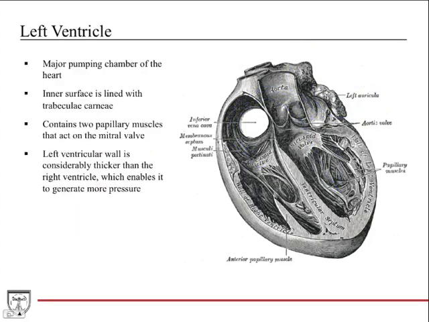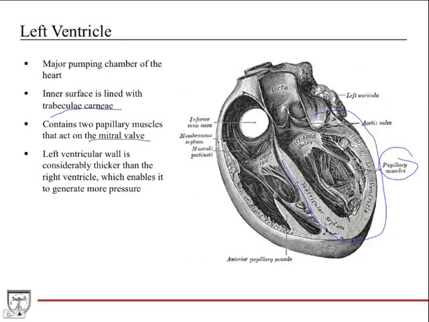The left ventricle is the major pumping chamber of the heart. So it's this guy right here. The inner surface, like the right ventricle, is lined with trabeculae carneae. It contains two papillary muscles, and you can see that right here and here. They act on the mitral valve, which, as you can see, is labeled here as the bicuspid valve, and that's because it has two cusps or two leaflets versus three, like the tricuspid valve.